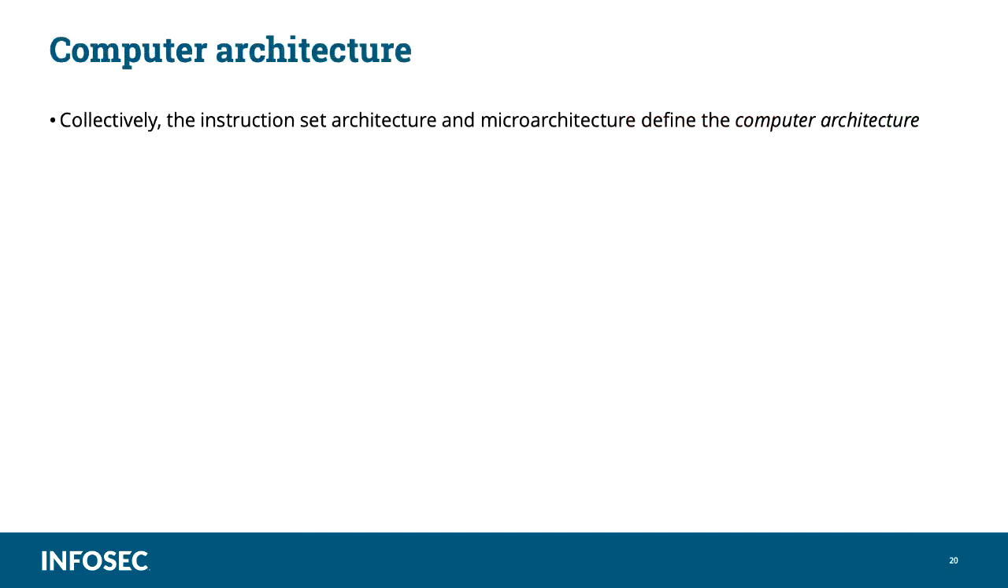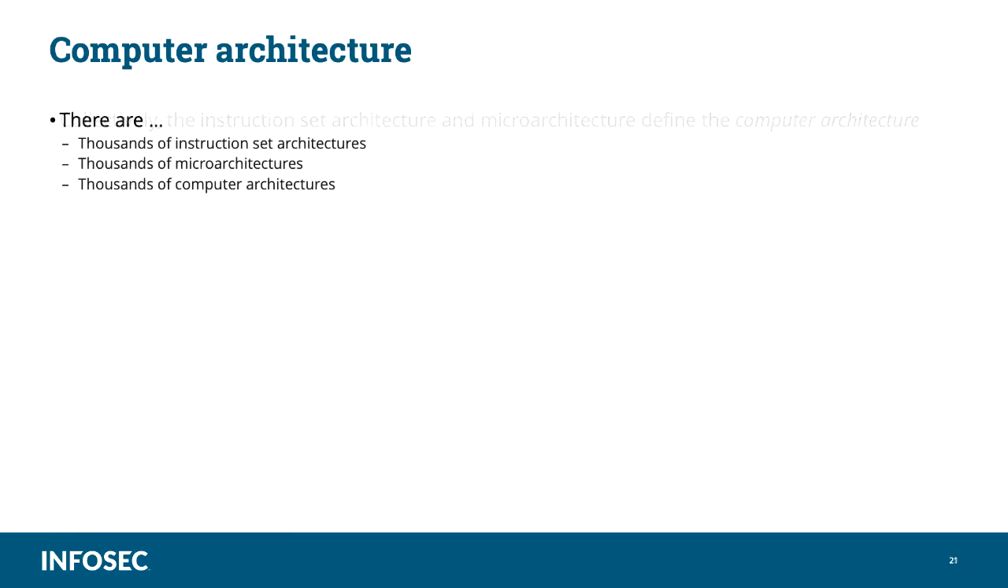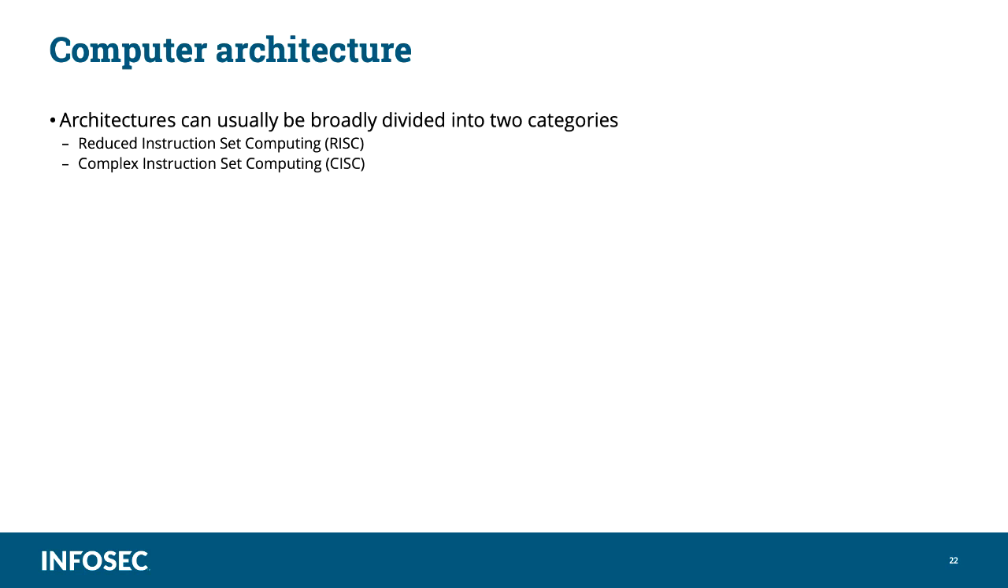So collectively, the instruction set architecture and the microarchitecture together make a computer architecture. There are quite literally thousands of ISAs, thousands of microarchitectures, and thousands of computer architectures that exist in our modern technology world. Architectures can generally be broadly defined into 2 main categories: reduced instruction set computing, RISC, and complex instruction set computing, CISC.